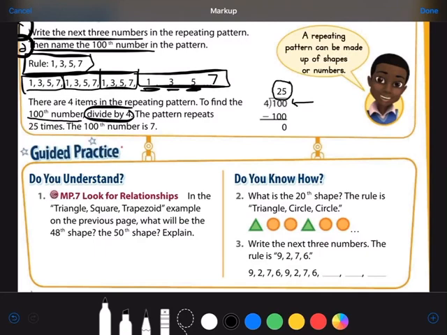25. That means that this pattern, 1, 3, 5, 7, can repeat 25 times. Are there any left over? No, there's none left over. So when they get to 100 and they repeat this 25 times, whatever's the last number, that's going to be what's in the 100th position. So they knew that the 100th position would be 7. So they used a division there.